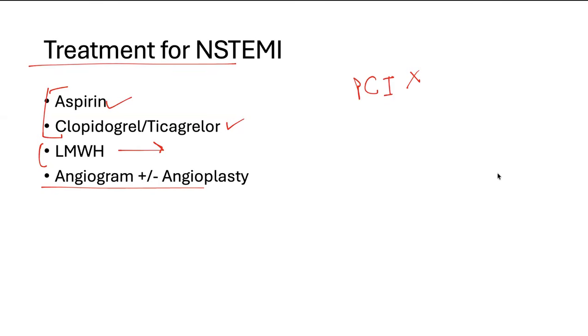No, in a non-ST elevated AMI, the CT angiogram is not going to work. You will need to go for invasive angiogram in these cases because it's already an AMI. So CT angiogram is only for a stable angina patient.